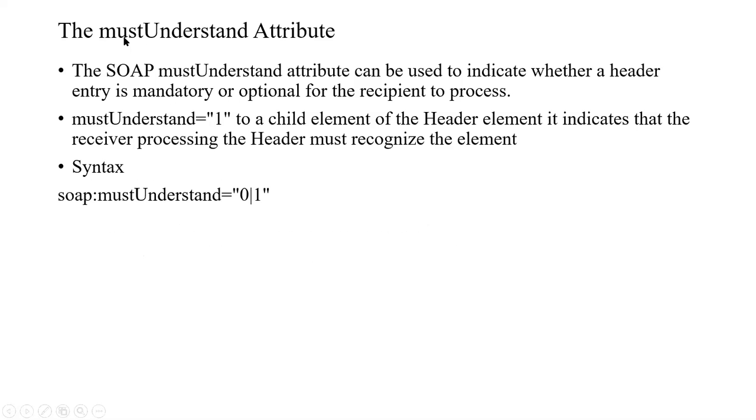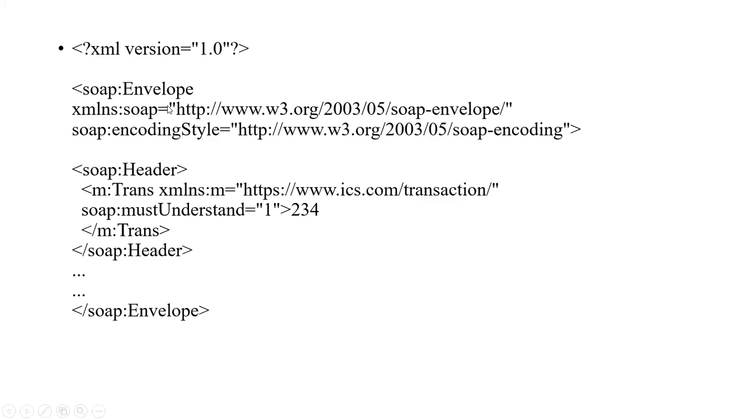The next important attribute is mustUnderstand. If the mustUnderstand value is 1, that means the message does not reach the destination. If it is 0, then the message successfully reached the destination. So its value is either 0 or 1. This is an example of mustUnderstand. Here the value is 1, that means some problem occurred in sending the message to the server.